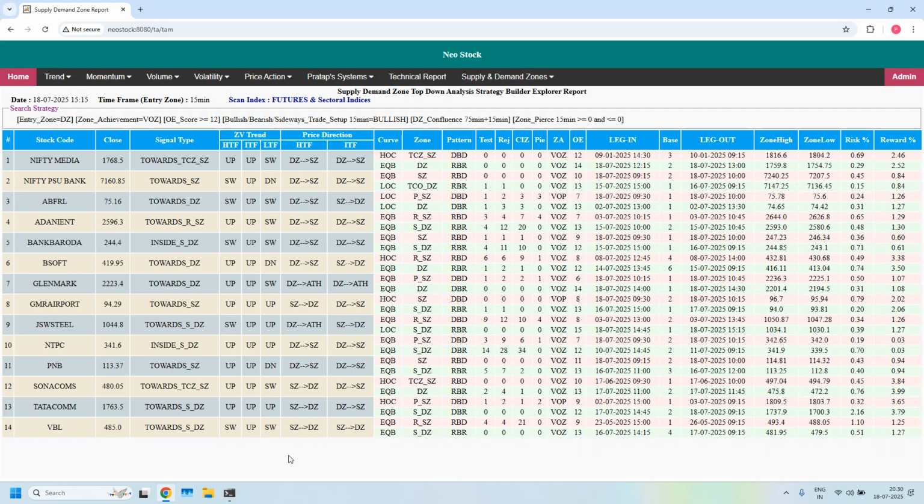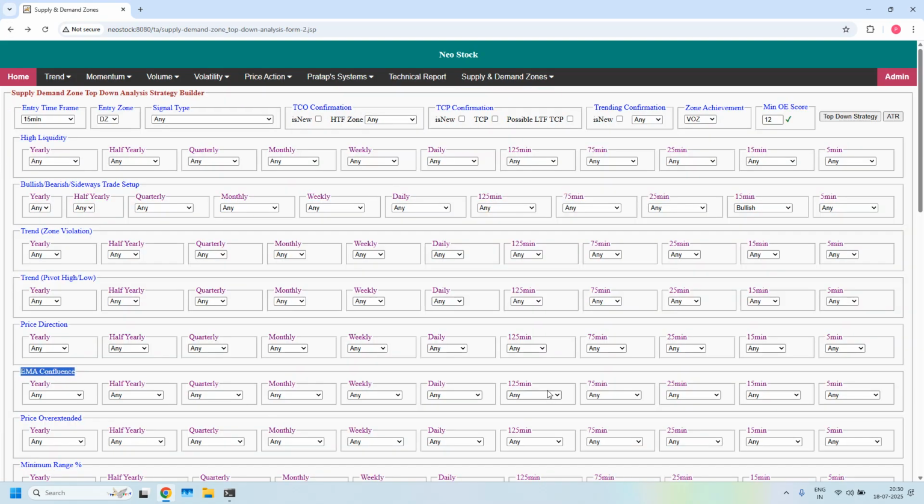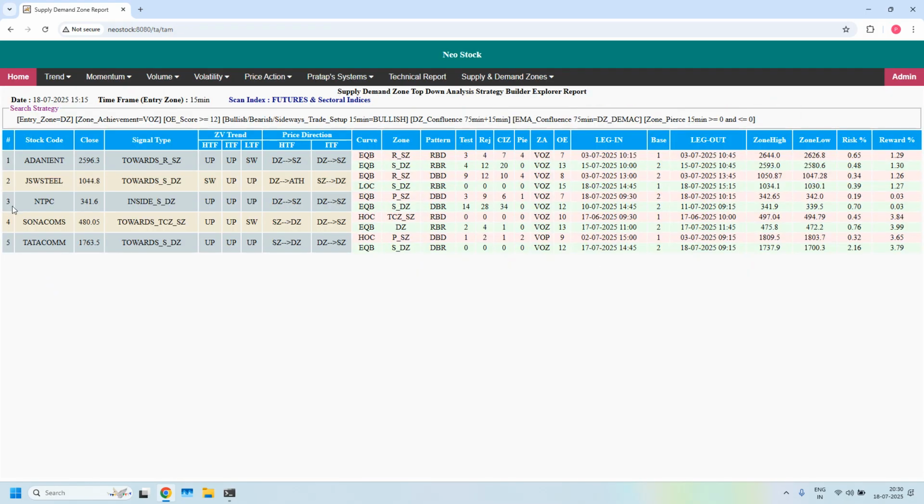So we can further filter with EMA confluence at 75 minutes time frame by setting 75 minutes demand zone with daily EMA confluence. So we got 5 stocks. So these 5 demand zones, 15 minutes demand zones, might be having more high probability to get success. If any of these stocks were listed in the previous reports, you might have already got trades from these. See, several trades we already got. 12 times it is tested here, 28 times it is tested here. This is already tested 4 times.